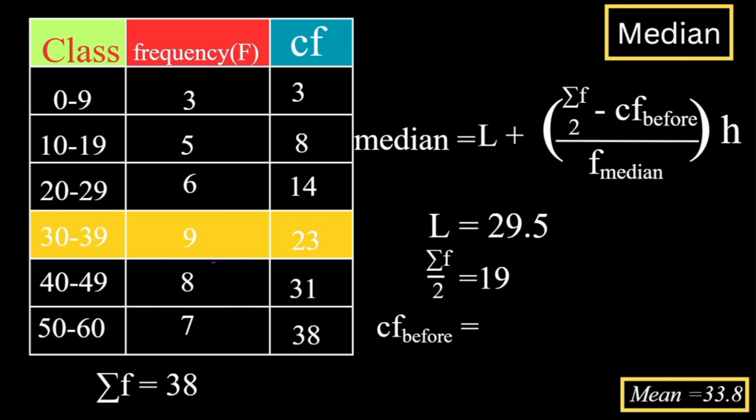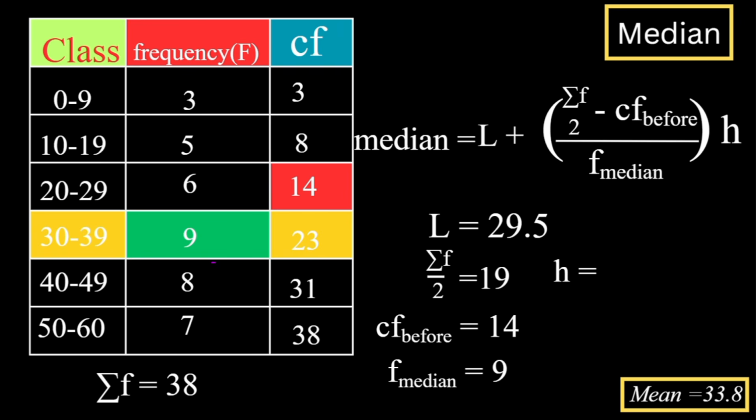Then the next thing we can get is CF before. This is basically the cumulative frequency before the highlighted region. And for our case, it is 14. Then F median. F median is basically the frequency in the highlighted region. For our case, it is 9. So we can have this as 9.